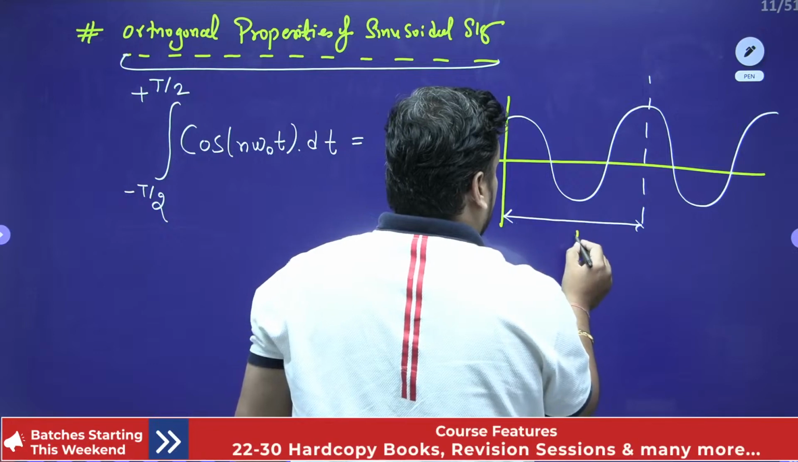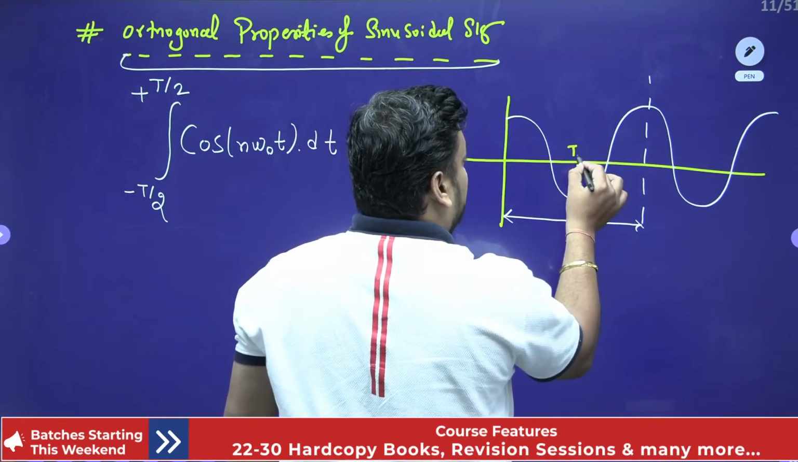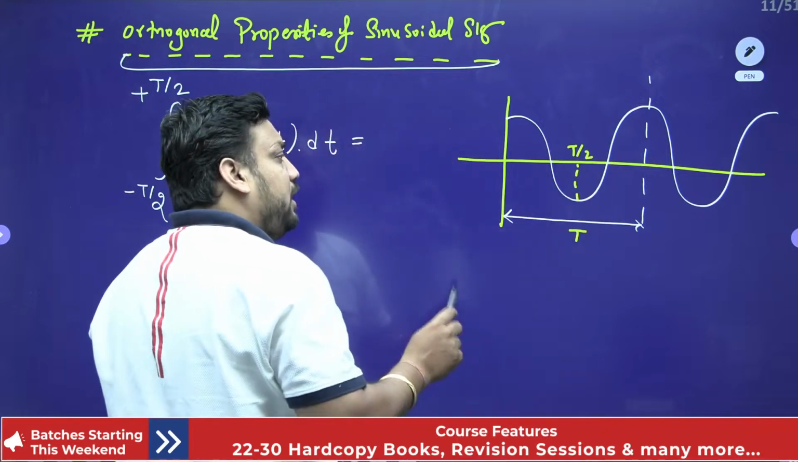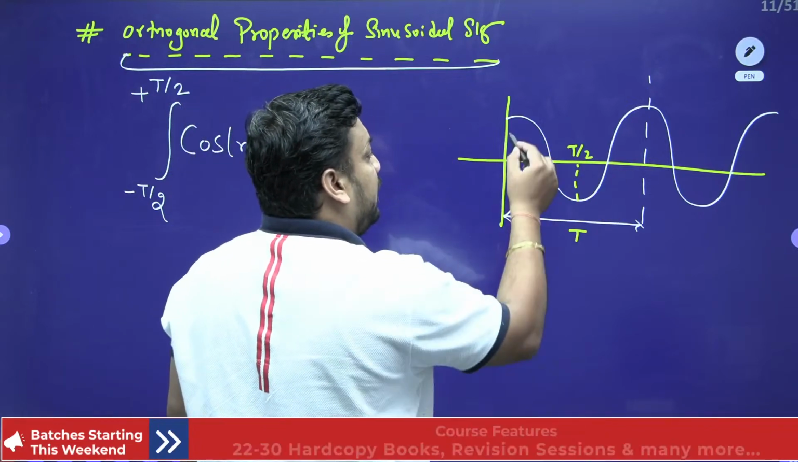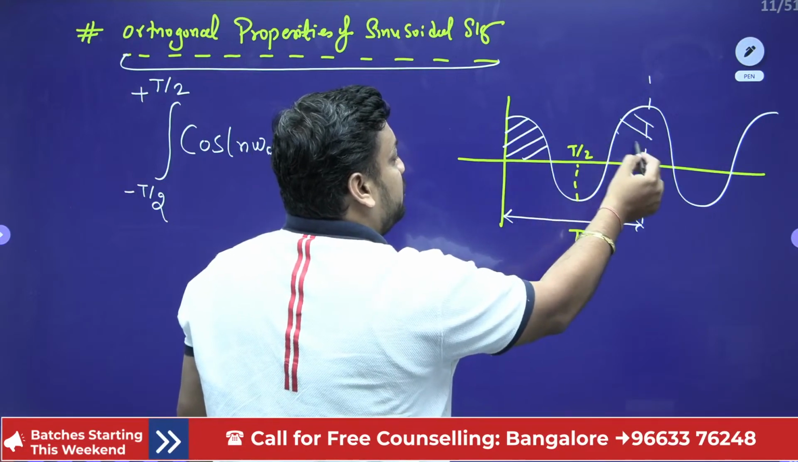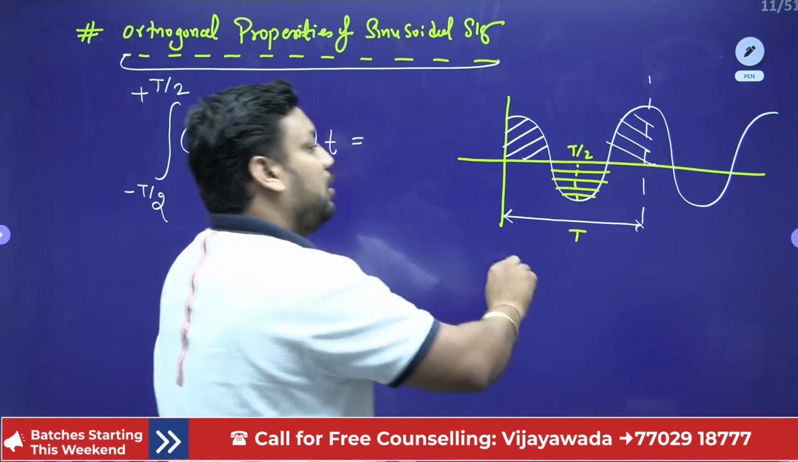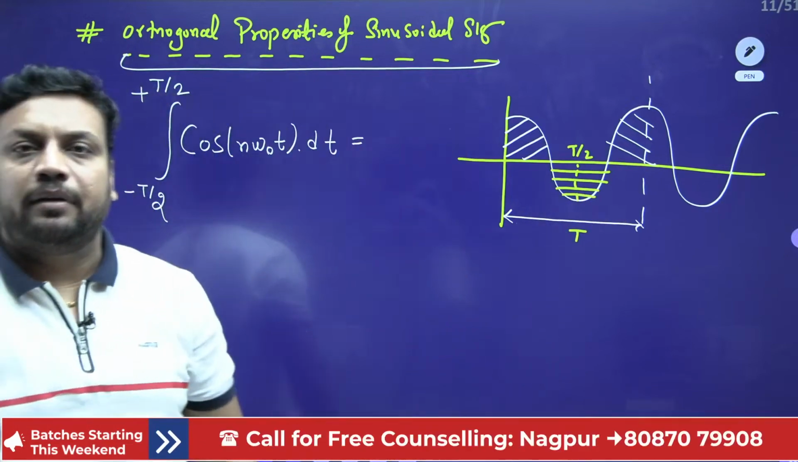This is my fundamental time period, capital T. So now, don't you think, here is my T by 2? It means for the fundamental time period, the cos signal area is always 0, because this positive area is going to be compensated by this negative area.